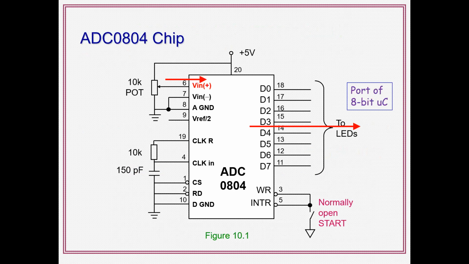This is the analog to digital converter ADC 0804 chip IC. On the left side, VIN plus is there, VIN minus is there, and the analog ground is there. VREF by 2 is available. Clock R is there, clock in is there, CS bar is there, read bar is there, and digital ground is available. Whereas on the right side, write bar is available, INTR is available, D0 to D7 digital data output is available, and pin number 20 is plus 5 volts. We will cover them one by one.